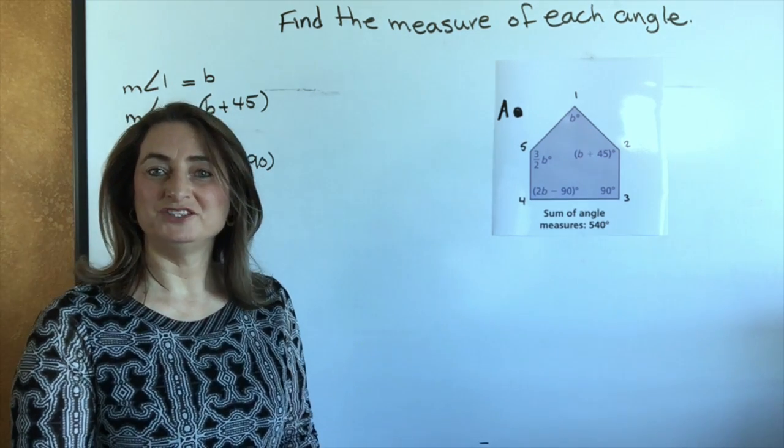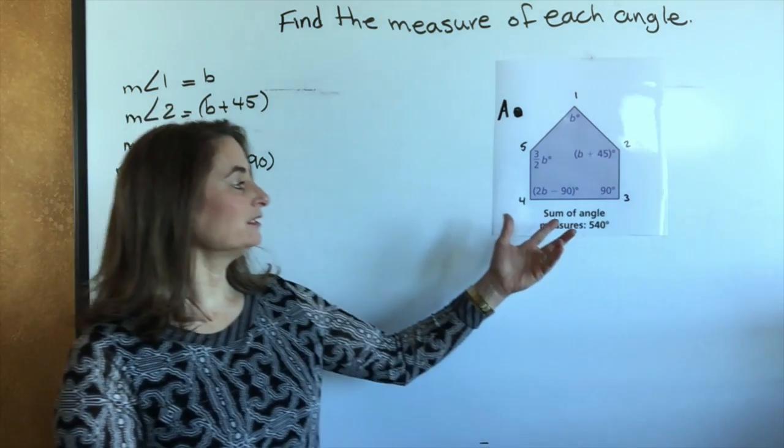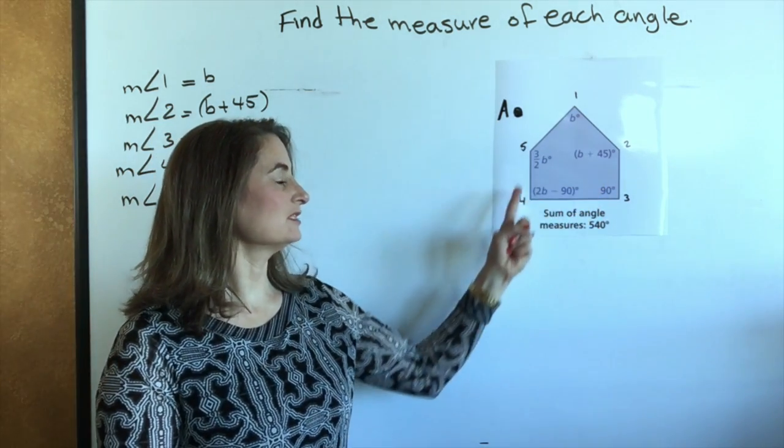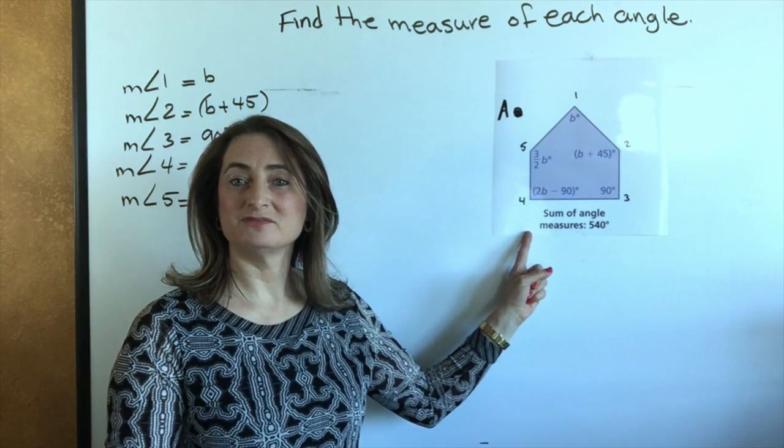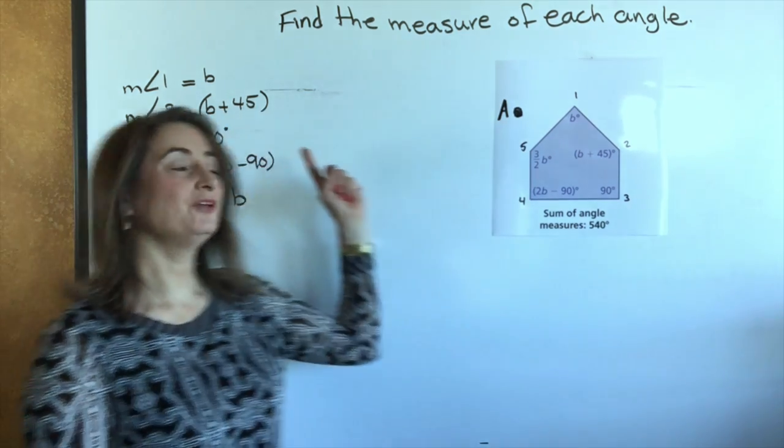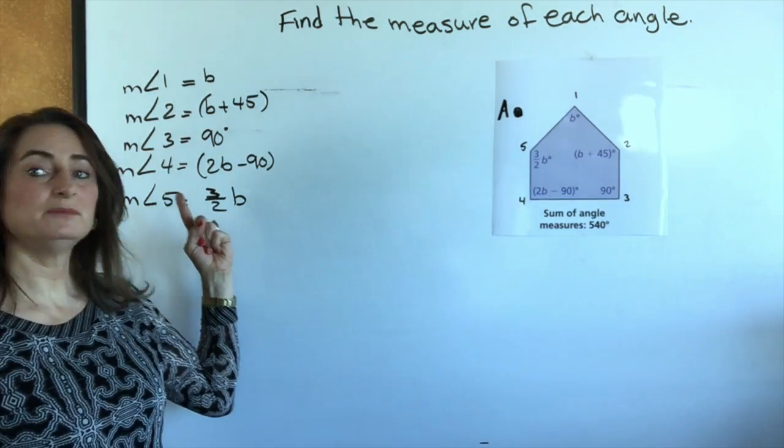Find the measure of each angle. I know I have a polygon. I numbered how many angles it has, and it has 5 angles. And the sum of the angles is 540 degrees. I wrote the angles to know which one I'm talking about.